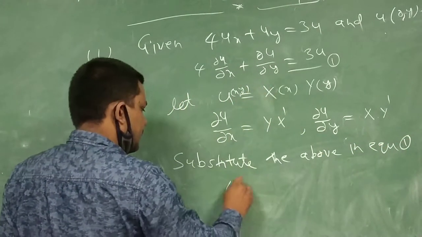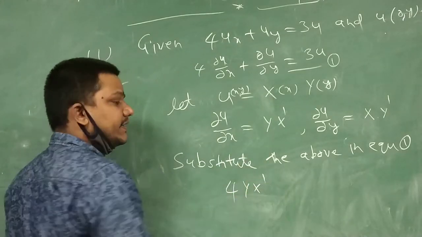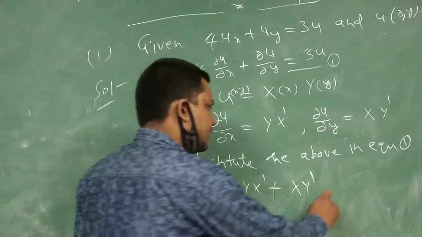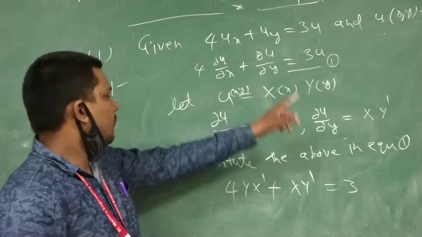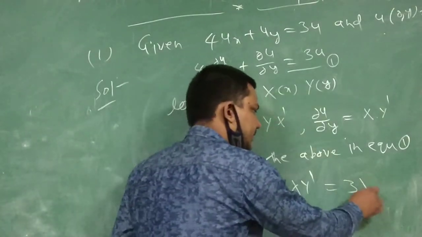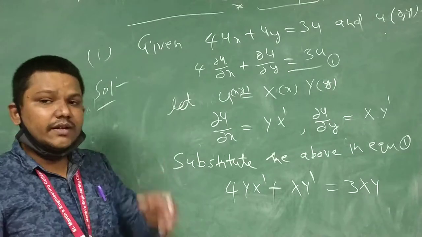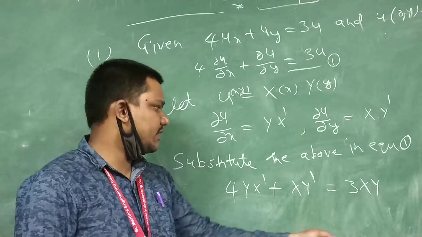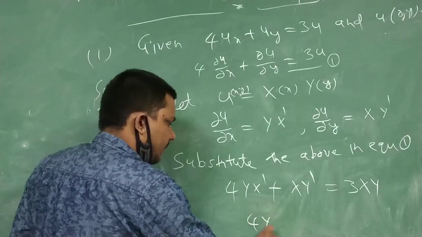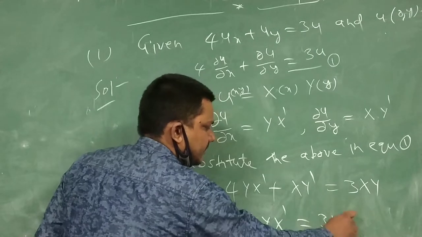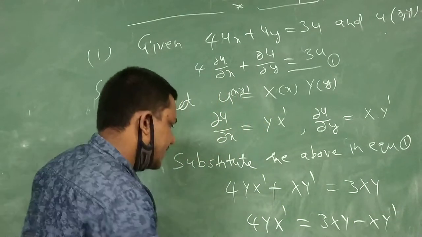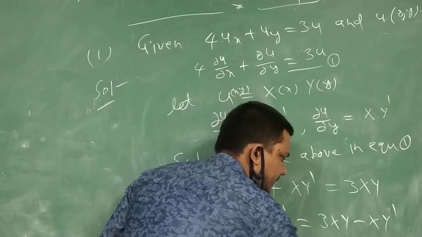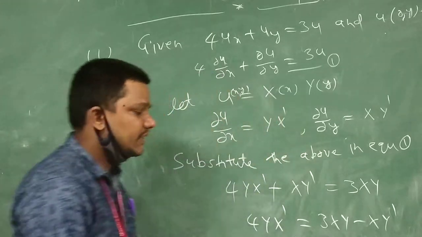So what we get here: 4 into dou u by dou x, Y into X dash, plus dou u by dou y, which is X into Y dash, is equal to 3 into u. What is the u function here in terms of x and y? That is XY. So what is the next step? We have to take X and its derivative on one side, and Y and its derivative on the other side. So 4Y X dash is equal to 3XY minus XY dash. Taking X common, you get 3Y minus Y dash.